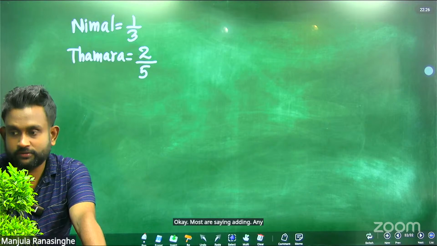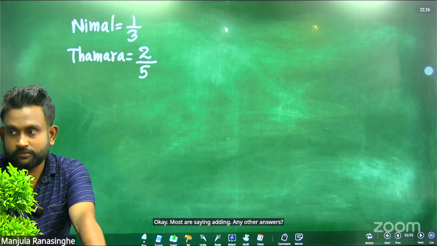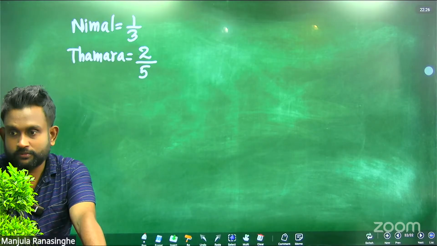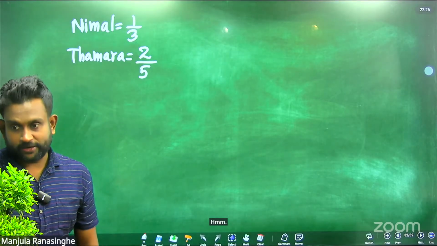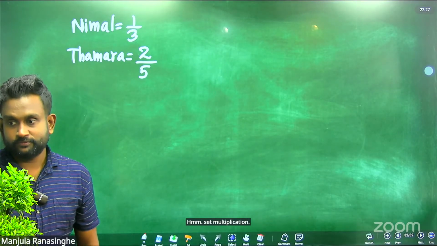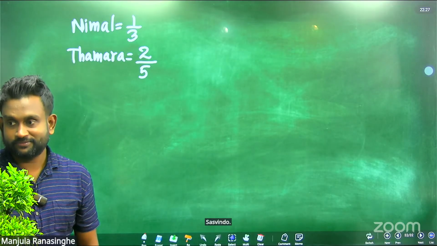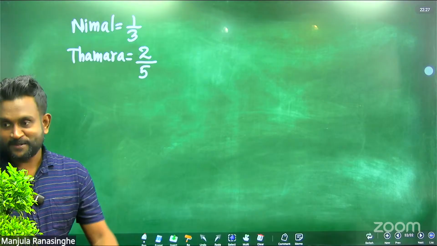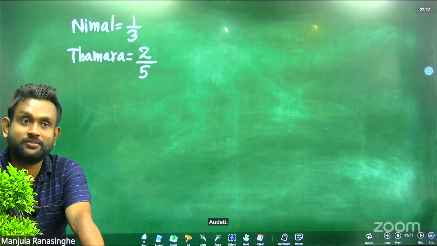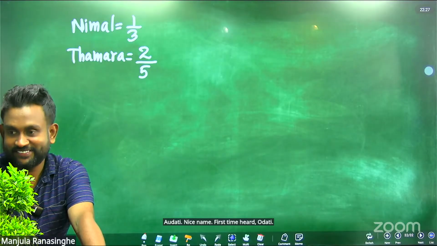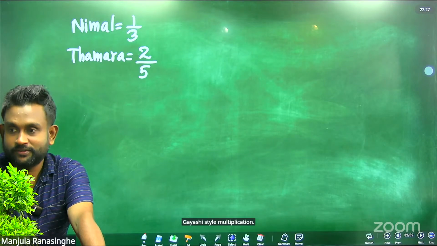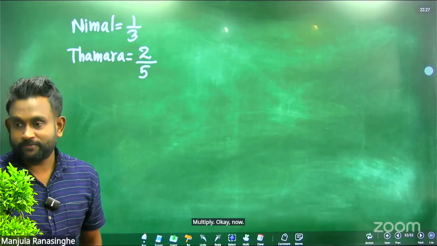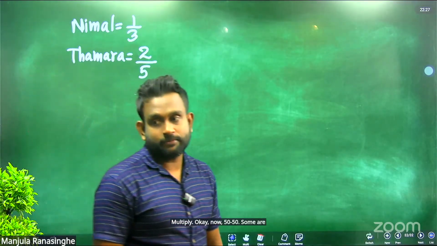Any other answers? Sasvindu said multiplication. Ah, Udati. Nice name, first time I heard Udati. Gayashi, still multiplication. Okay, now it is 50-50. Some are saying addition, some are saying multiplication.